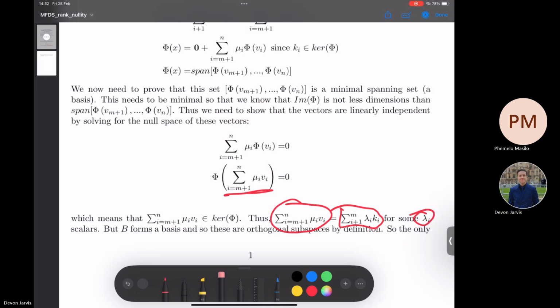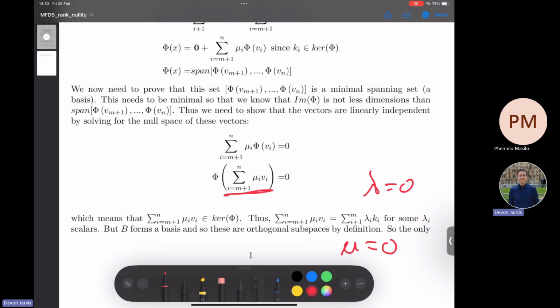Okay? But for B to form a basis of my original set, those had to be linearly independent. They can't have this property, because what this means is that if that was true, I would have been able to write one of my basis vectors as a linear combination of my others. That contradicts the assumption that it's a basis. And so the only solution to this problem that exists is to set my mu's and lambdas to 0. Okay? The trivial solution.